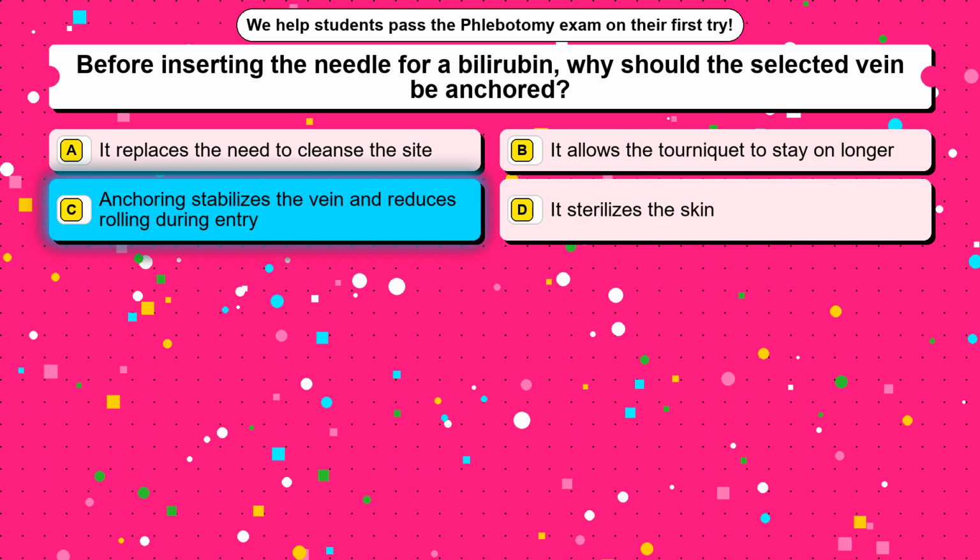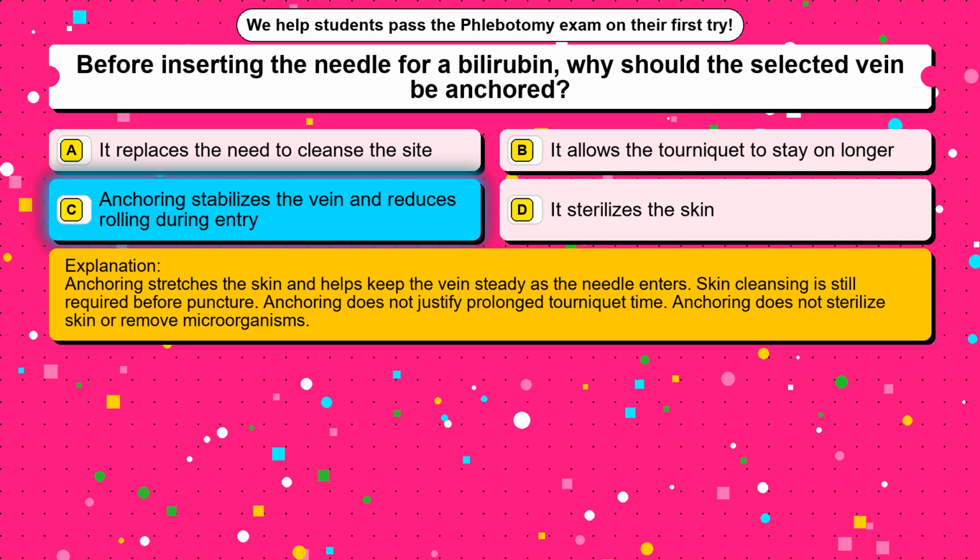The correct answer is option C. Anchoring stabilizes the vein and reduces rolling during entry. Anchoring stretches the skin and helps keep the vein steady as the needle enters. Skin cleansing is still required before puncture. Anchoring does not justify prolonged tourniquet time. Anchoring does not sterilize skin or remove microorganisms.